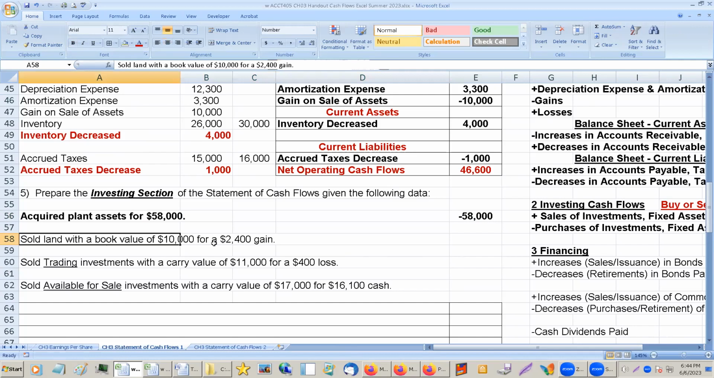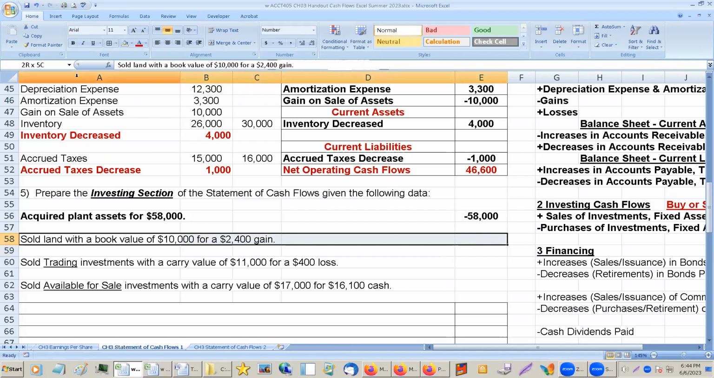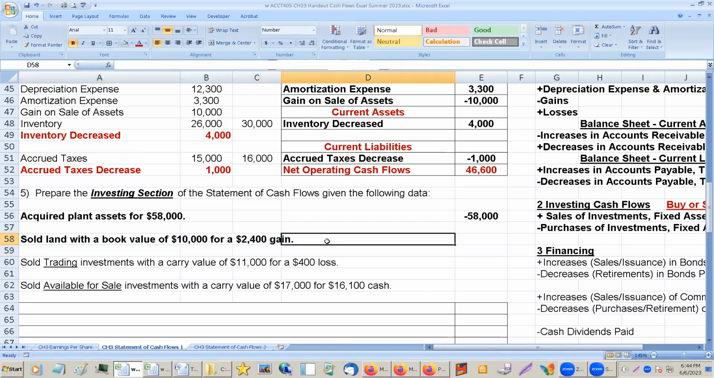Okay, sold land with a book value of $10,000. So we paid $10,000 for the land, but we had a $2,400 gain. This is kind of like what we're talking about up here. We're going to have this gain. We're not going to ignore the gain. We're just going to put it down here. All right. How much cash did they get? $12,400. Yep. And that is money coming in, so that'll be a plus.